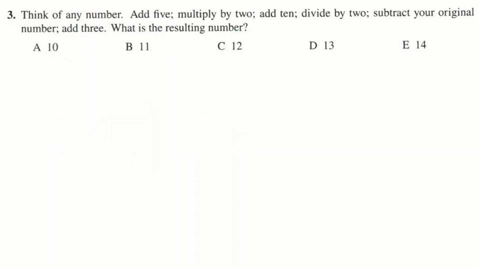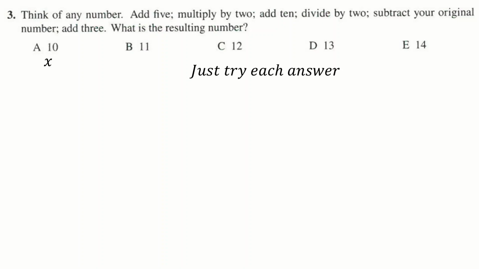Think of any number, add 5, and so on, what is the resulting number? The 100% best way of doing these questions, especially in Junior Maths Challenge and especially at the start of the paper, is you just try each answer. So you take 10, you add 5 is 15, multiply by 2 is 30, add 10 is 40, divide by 2 is 20, subtract our number 10 for 20, add 3 is 23. 23 isn't one of the answers, so it's not that. And then you go to B and so on. That's 100% the best way of doing it.